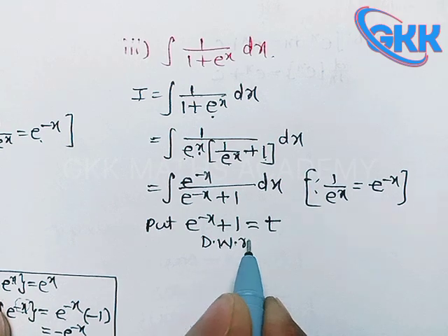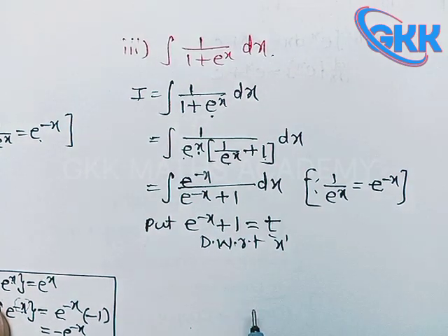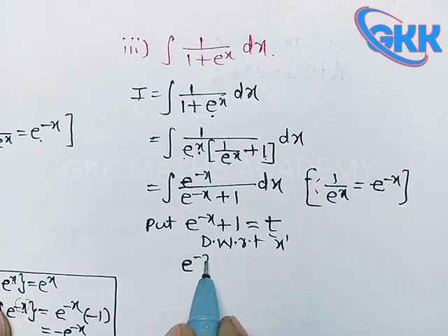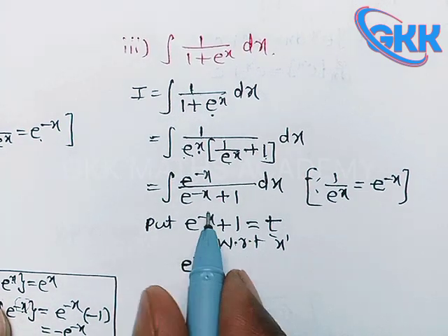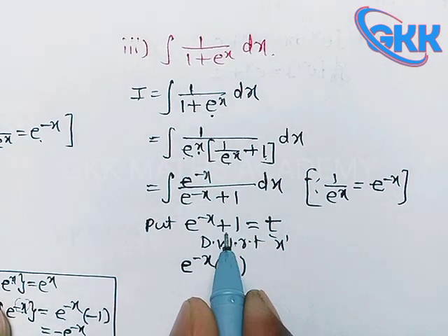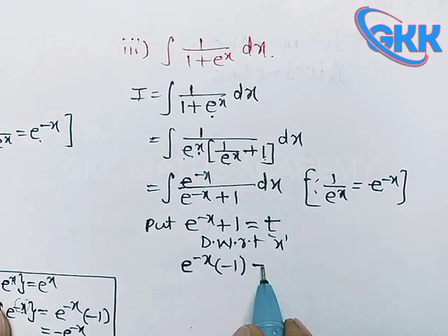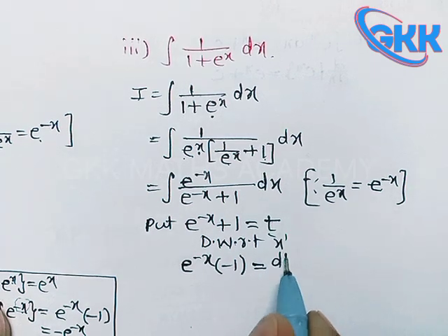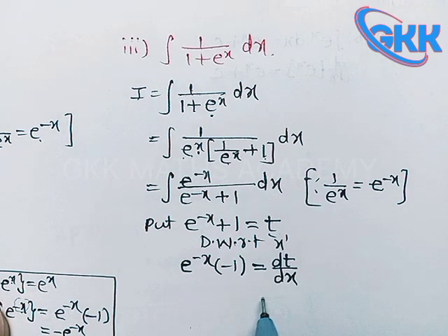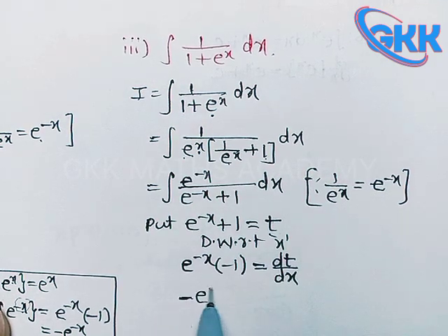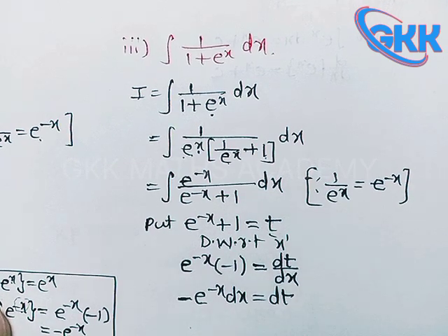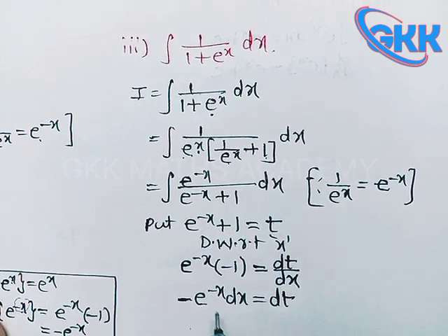Differentiate with respect to x. I am writing directly d by dx of e power minus x, e power minus x. Is it x? No. Internal derivative of minus x, minus 1. d by dx of constant, 0. I am not writing. So here what will you get? dt by dx. You can check, it's the same as the previous one. So minus e power minus x dx is equal to dt.